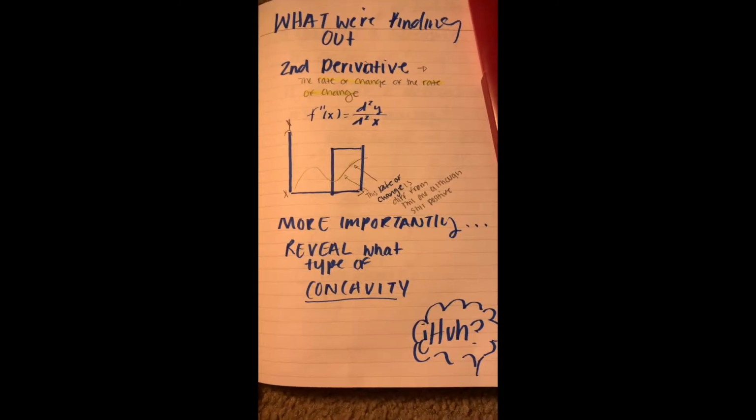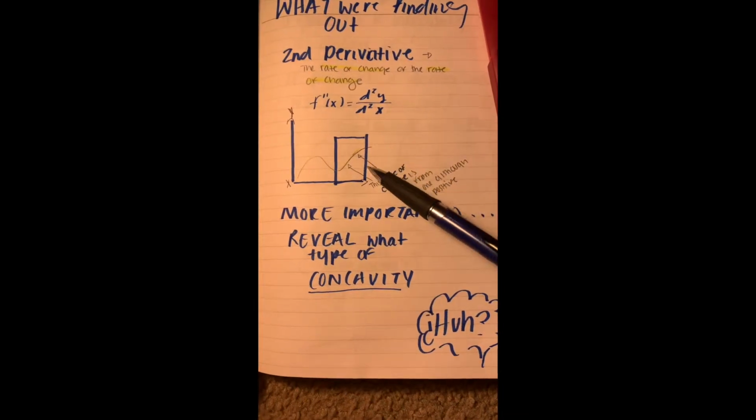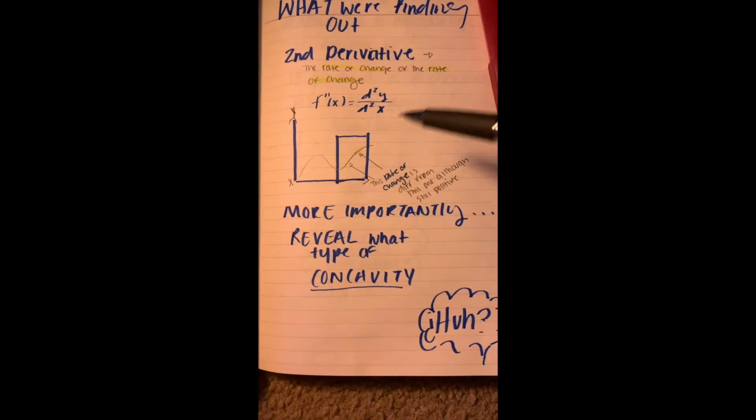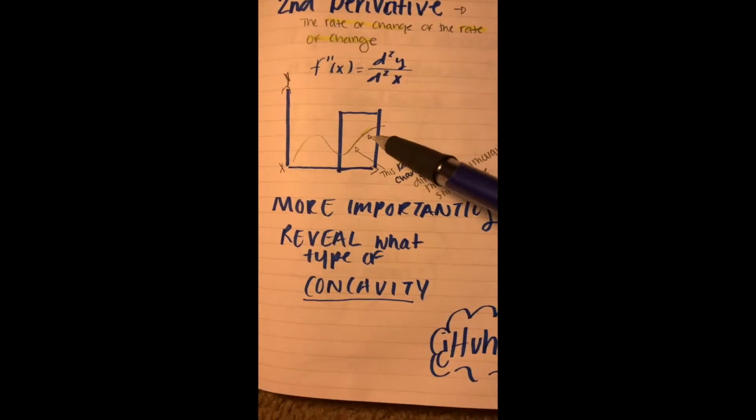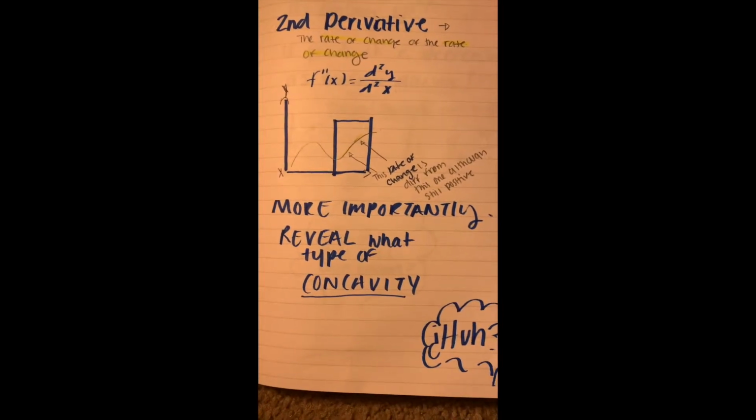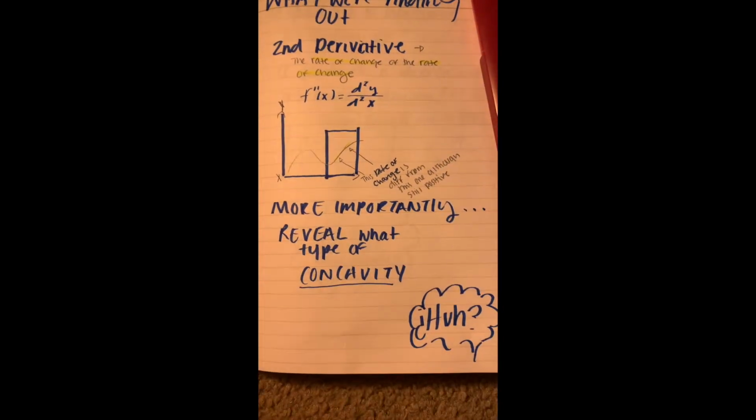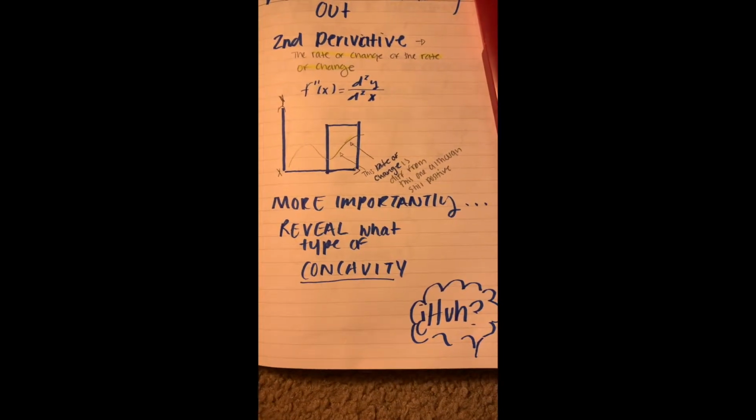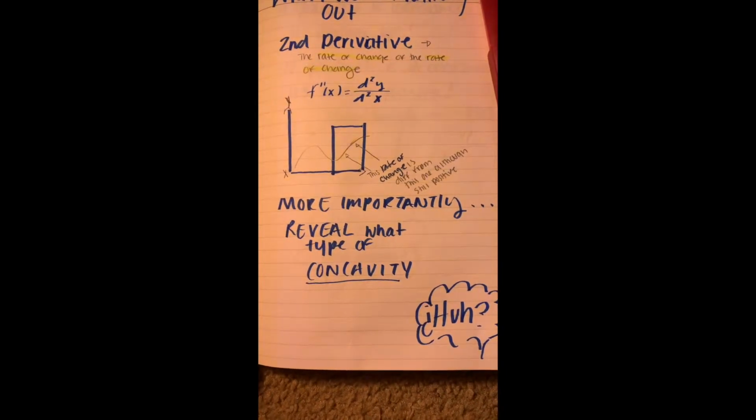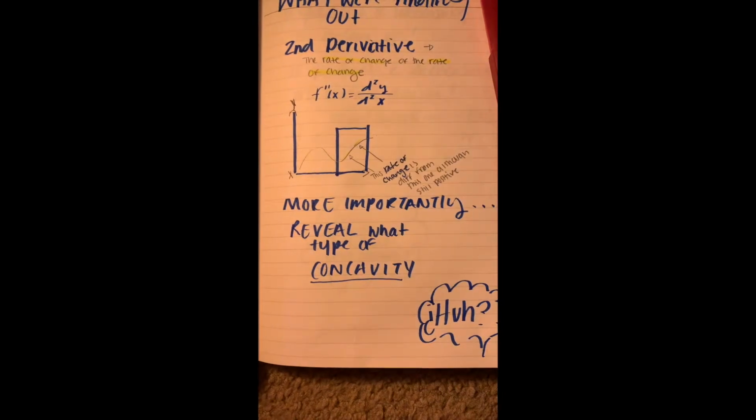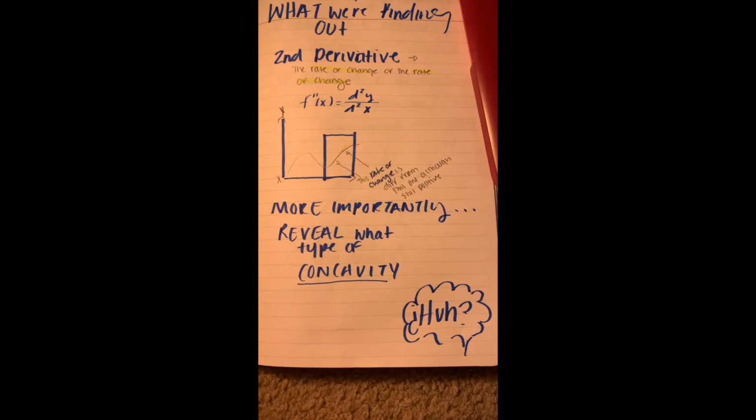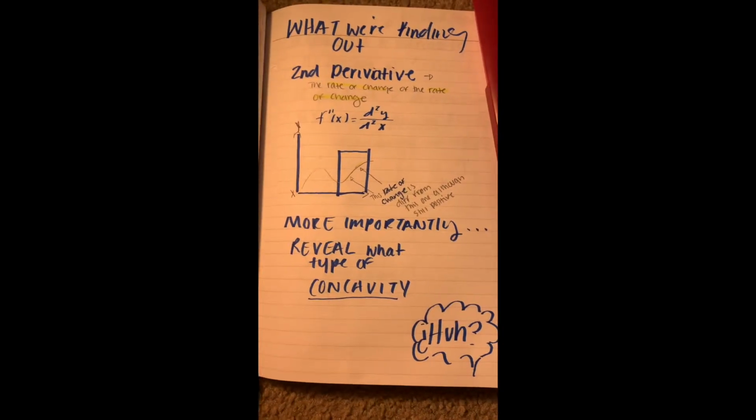Okay, depending on where you draw that tangent line, you could have different derivatives. You can imagine that if you were to draw a tangent line right there, you could draw multiple ones off of just that one, and that's where it comes from. But more importantly, the second derivative reveals what type of concavity a function has. You might be wondering what this even means, and that's what we're going to figure out right now.